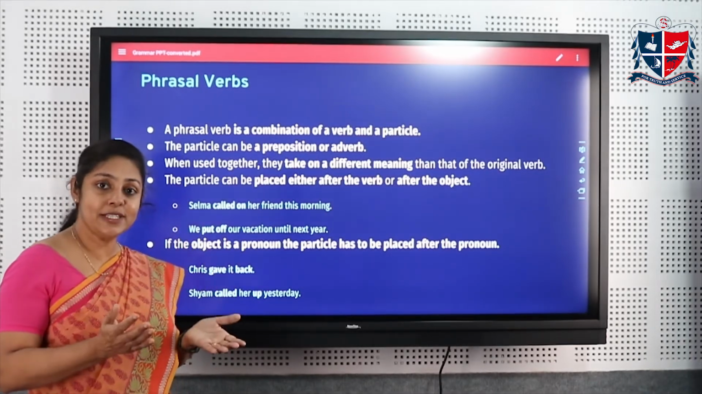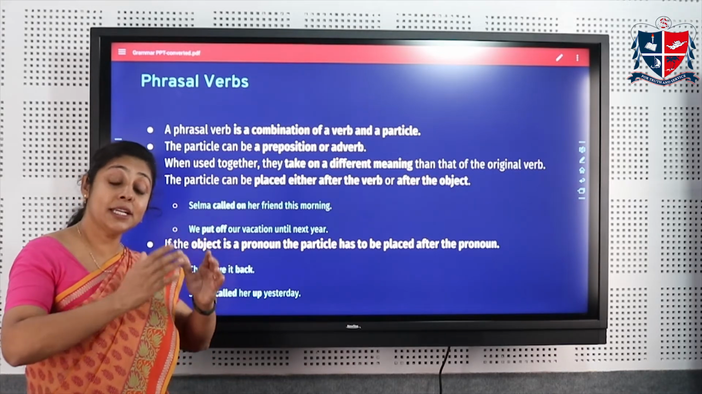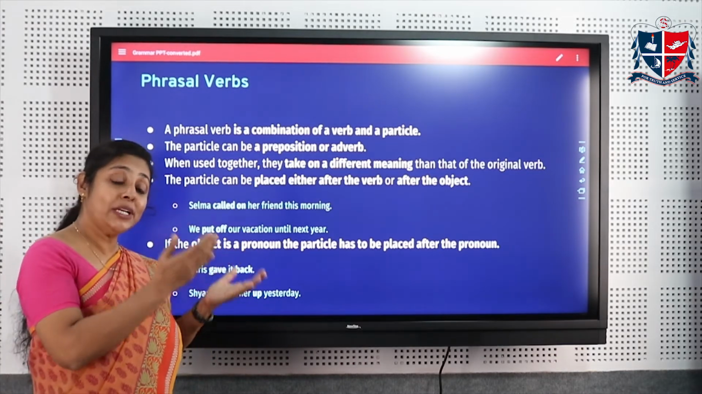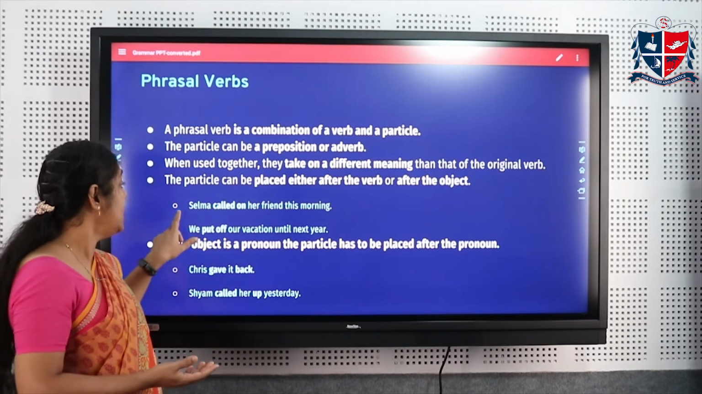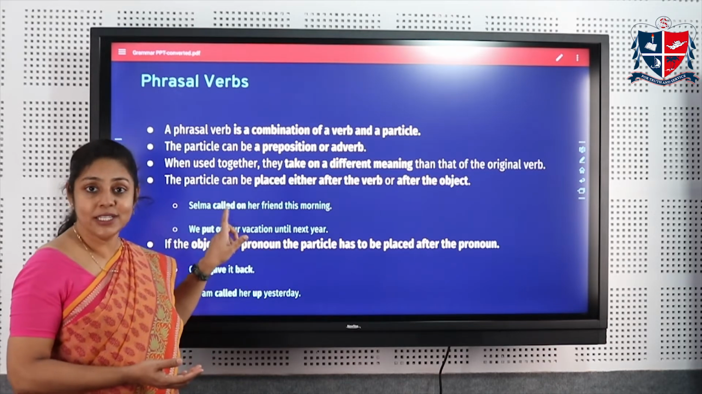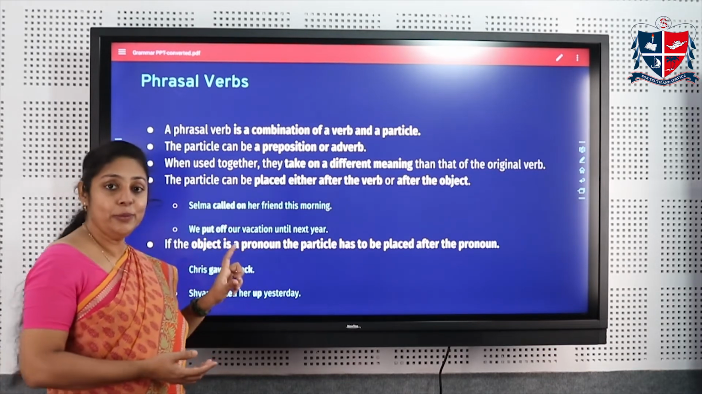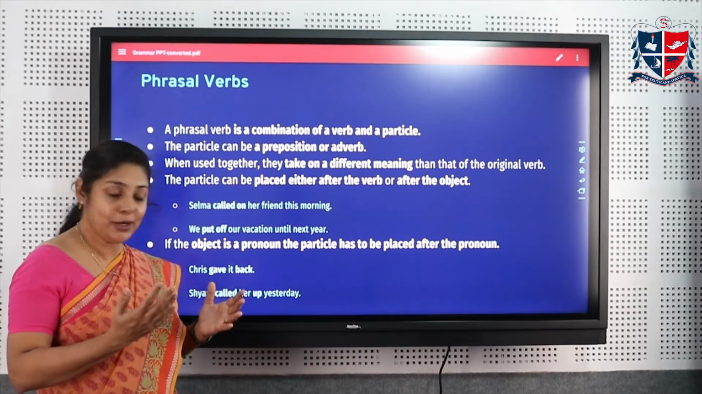So what do you mean by a phrasal verb? A phrasal verb is a combination of a verb and a particle and it gives a different meaning when compared to the meaning of the two original words, right? Look at this example. Selma called on her friend this morning. Now call on is a phrasal verb. Now, call on means she visited her friend, right? So, it takes on a different meaning altogether.